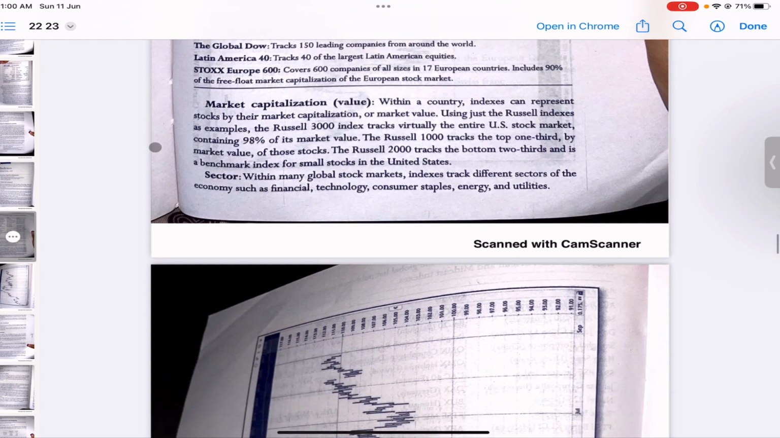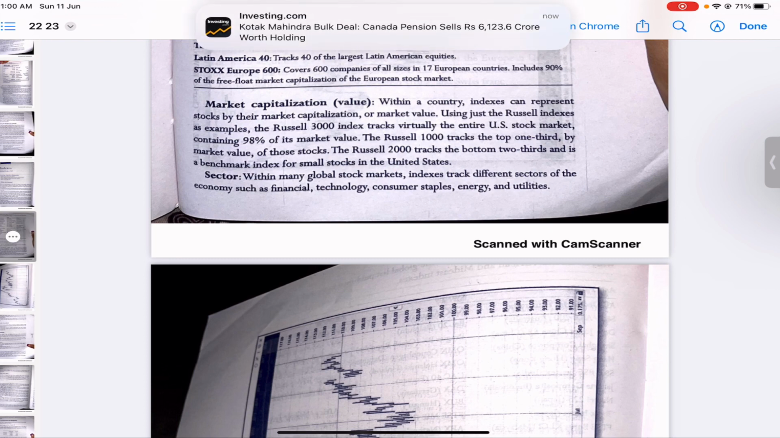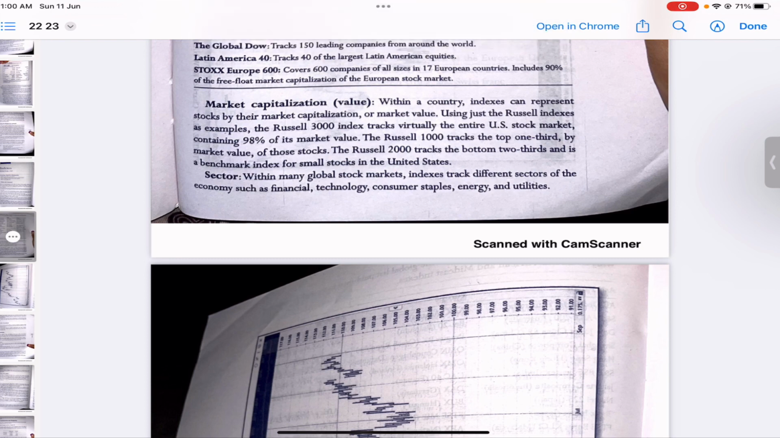Now we have market capitalization. Market capitalization basically speaks about the value. Within a country, indexes can represent stocks by their market cap or market value, such as the Russell indexes. The Russell index is a very famous index. The Russell 3000 index tracks virtually the entire US stock market, containing 98% of its market value. The Russell 1000 tracks the top third by market value. How does it choose that third of the stocks? They are chosen on the basis of their market value. The Russell 2000 tracks the bottom two-thirds and is a benchmark index for small stocks. So if you want to track an index which has only the smaller stocks, you can track the Russell 2000. That is market capitalization.